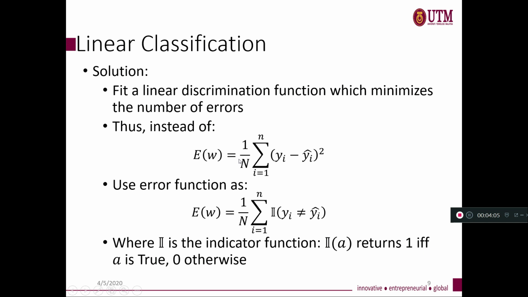Later you will see that I also use 1 over 2n. I forgot to write the 2 there. The purpose of the 1 over 2 is that later, when we do the derivative, it can cancel with the other 2. If you don't put the 2 here, then in the derivation you cannot cancel these two against each other. That's all.